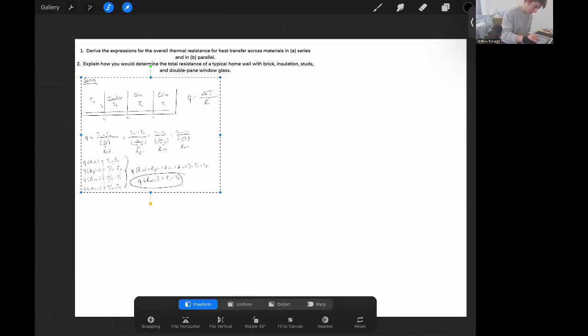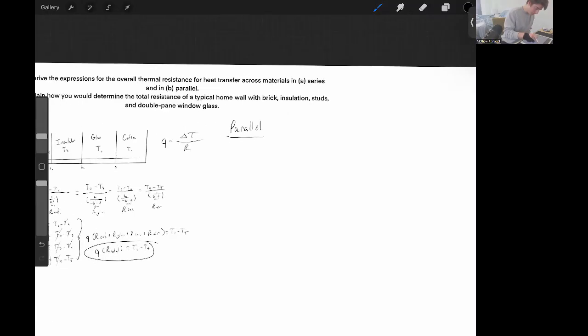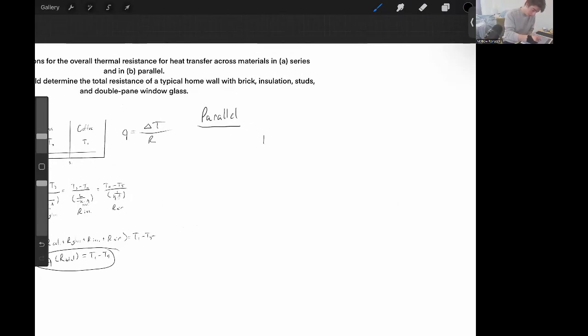Okay, so let's do the same thing with a parallel. For this, we're going to imagine a new system. We're going to have a temperature 2. Now here's the difference. We have some sort of material. Let's say this is something like glass, right?